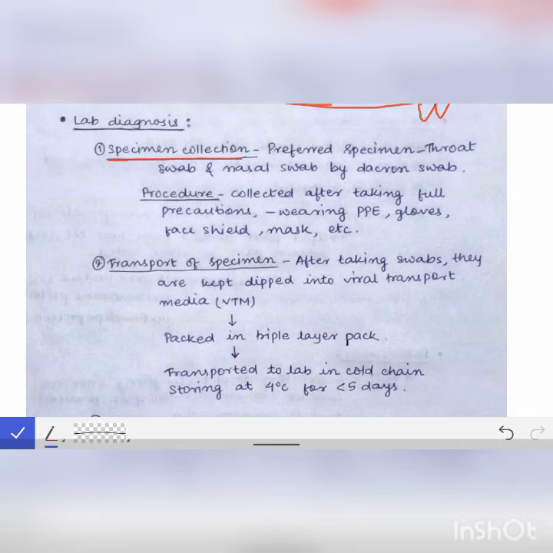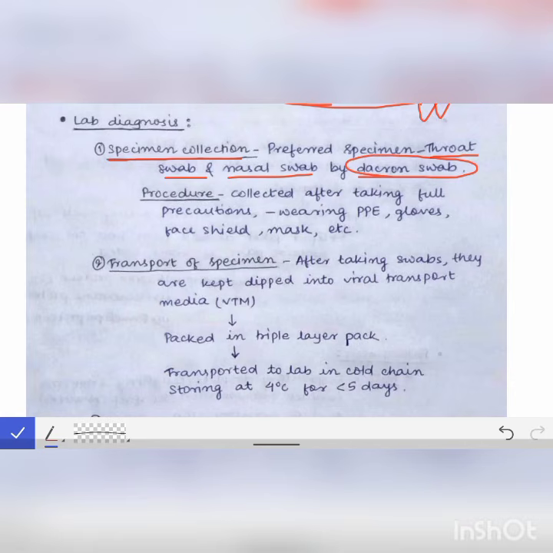The preferred specimens in case of COVID-19 disease are the throat swab and nasal swab. These two are the preferred specimens, and they are most commonly collected by Dacron swab. Why don't we use the cotton swab? Because that may cause damage to the structures of the virus. That's why we do not use the cotton swab, and we prefer the Dacron swab.